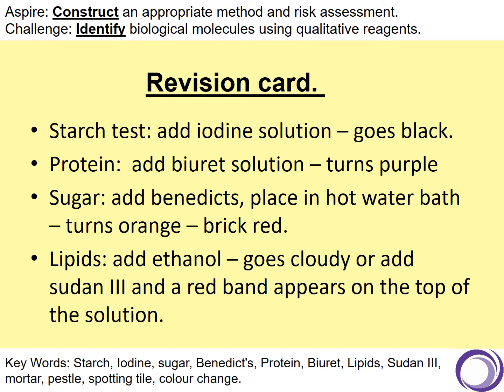So starch test, all you need to do is add iodine and it will go black. The protein test, you need to add Biuret reagent and it goes from blue to purple. The sugar test or glucose test, which is a little bit harder, you add Benedict's, put it into a hot water bath, and then it should go orange and then brick red. The lipid test, you can use either of these, add ethanol and it goes cloudy, or you can add Sudan III and a red band appears at the top of the solution.